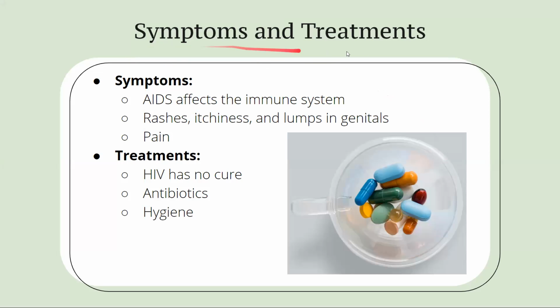So let's talk about some symptoms and treatments of STDs in general. One in specific, AIDS, affects the immune system, and we'll talk about this later, so don't worry about this yet. But commonly, STDs cause rashes or itchiness and lumps, usually in the genital area. But almost all of them cause pain. That might be a headache, pain in the genitals, a stomach ache or fever. A lot of them have similar symptoms to that.